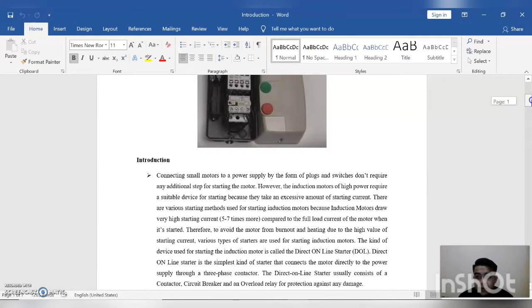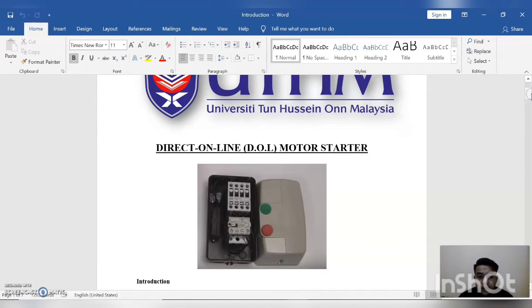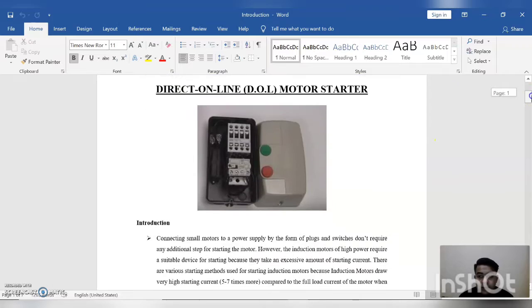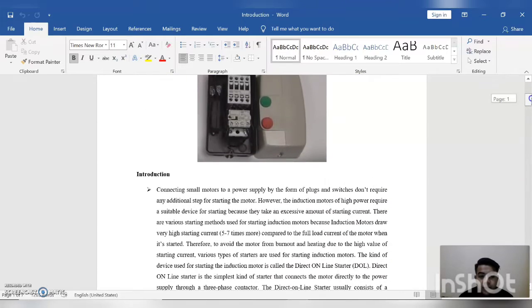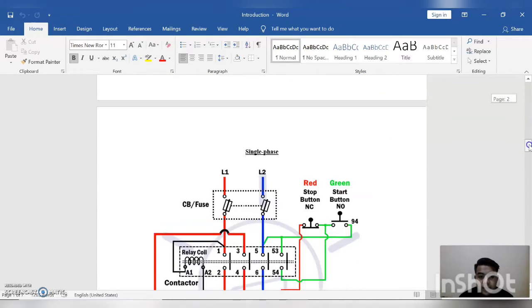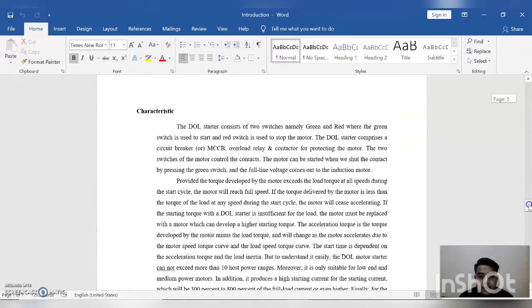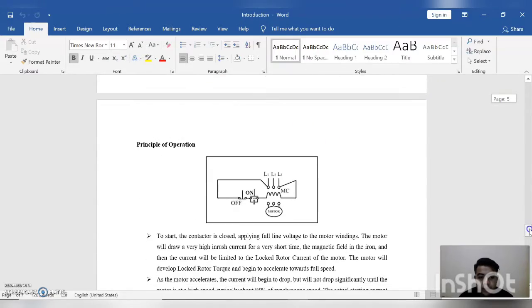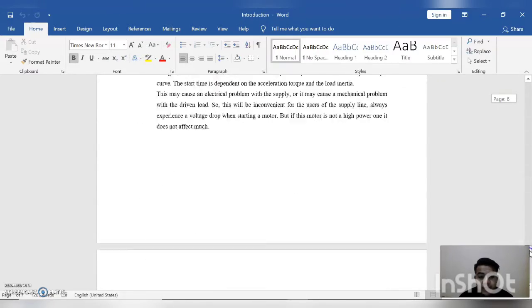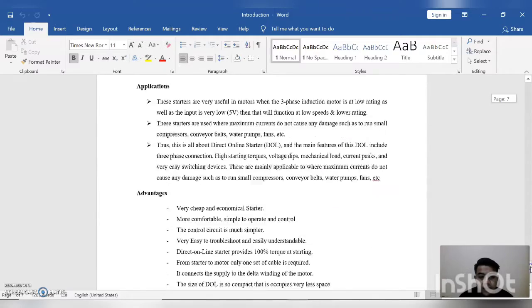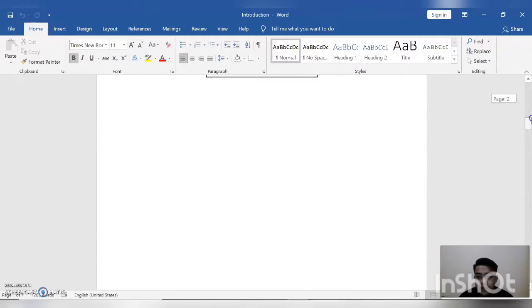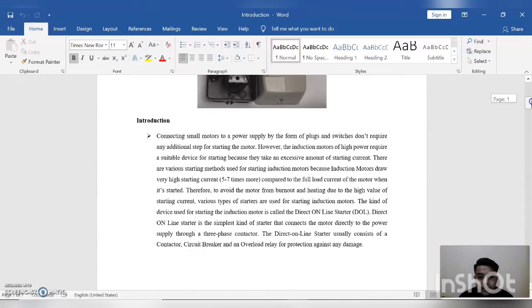Okay, so today I want to present my part of this assignment. My part is the direct online motor starter. I will present the introduction, basic circuit, characteristics, principle of operation, application, advantages and disadvantages. I will start with the introduction.